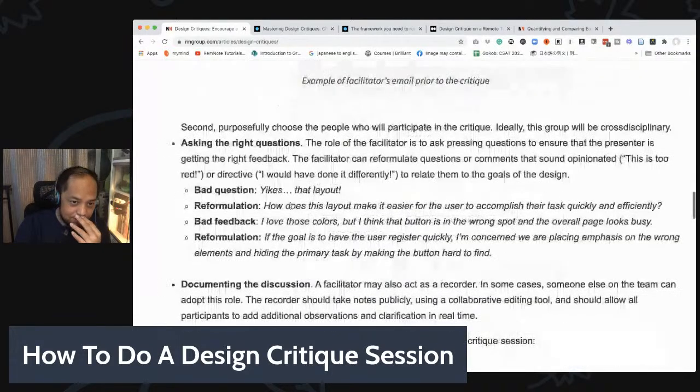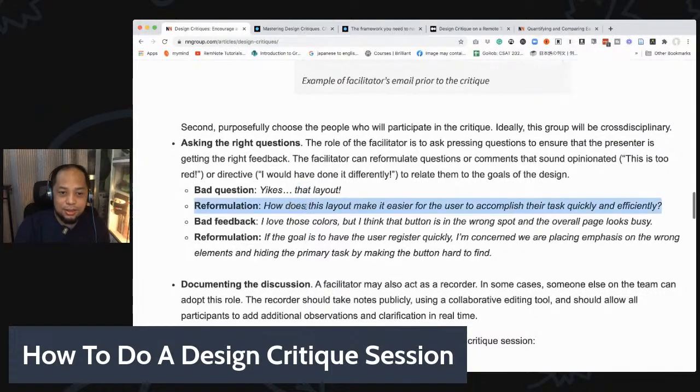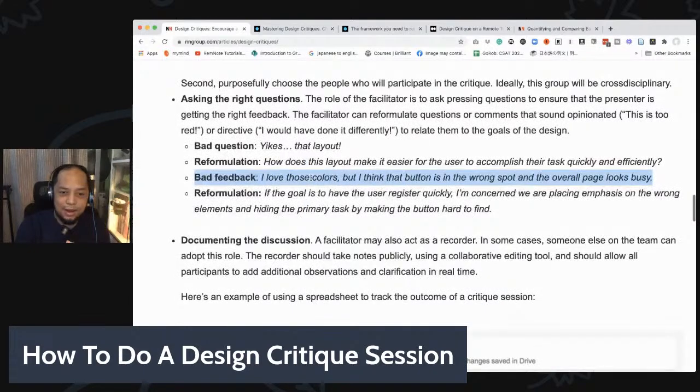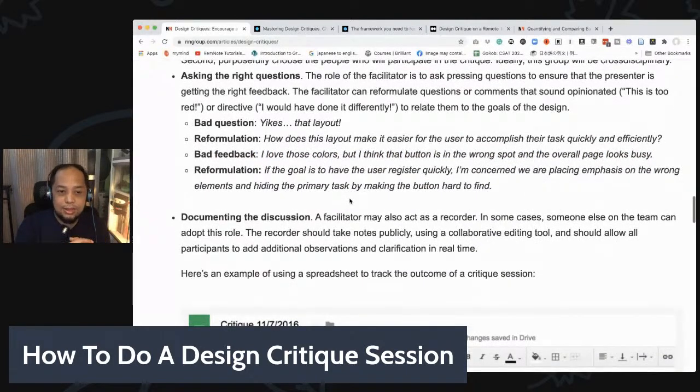Now, this is also very important. What is a good question and what is a bad question? Yikes! This layout. That is a bad question. A better question would be, how does this layout make it easy for the user to accomplish their task quickly and efficiently? And bad feedback: I love the scholars, but I think that button is in the wrong spot and the overall page looks busy. A better way to say it is, if the goal is to have the user register quickly, I'm concerned we are placing emphasis on the wrong elements and hiding the primary task, making the button hard to find. So, very nice set of examples here.